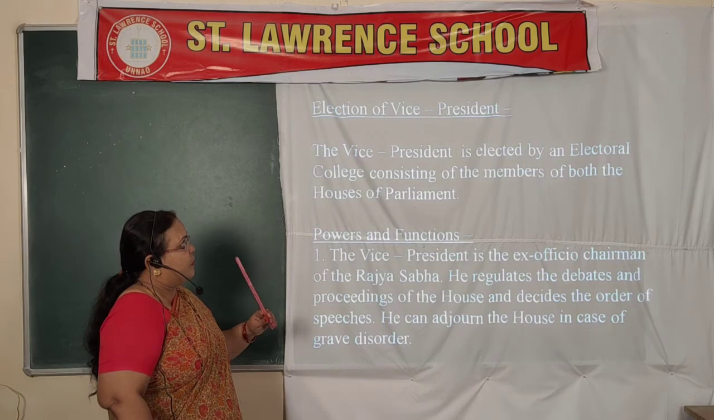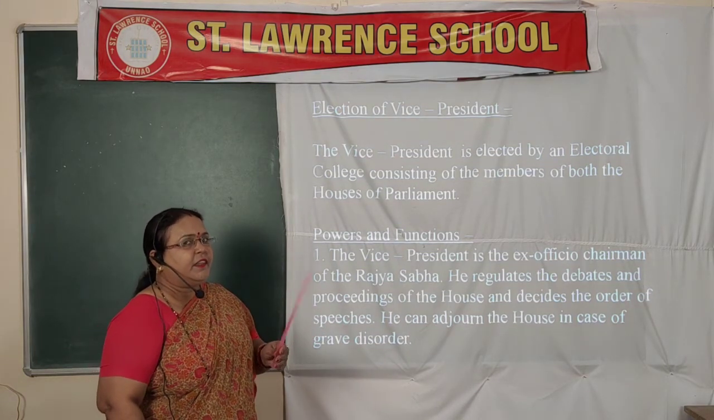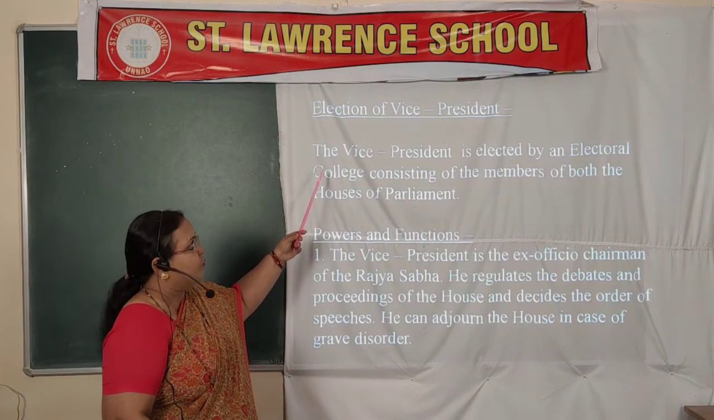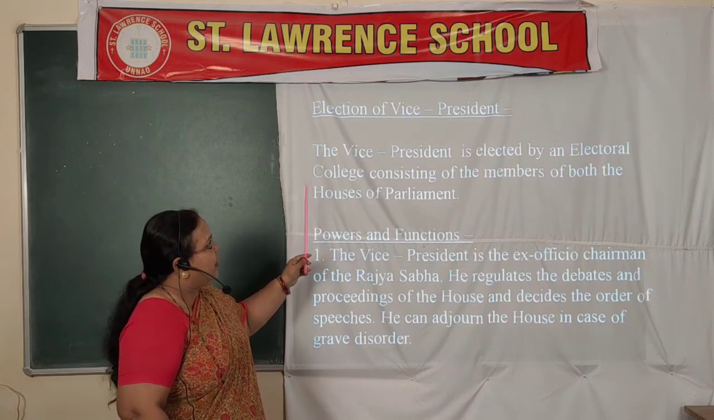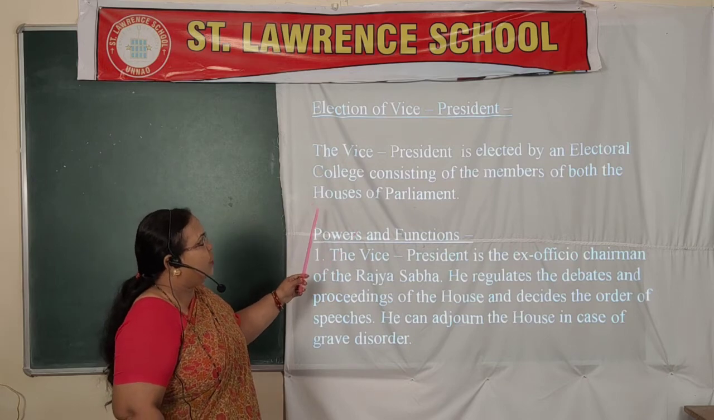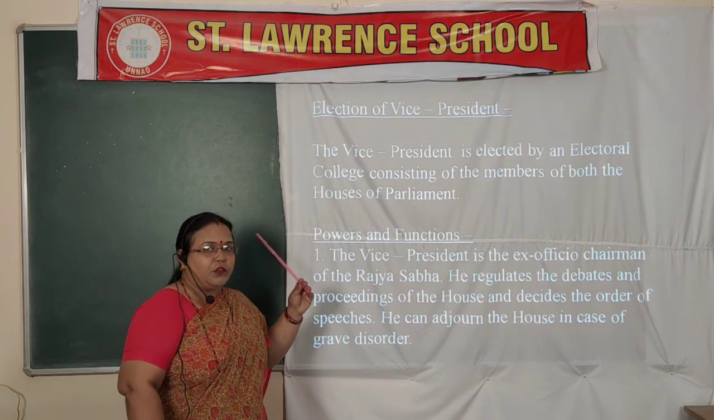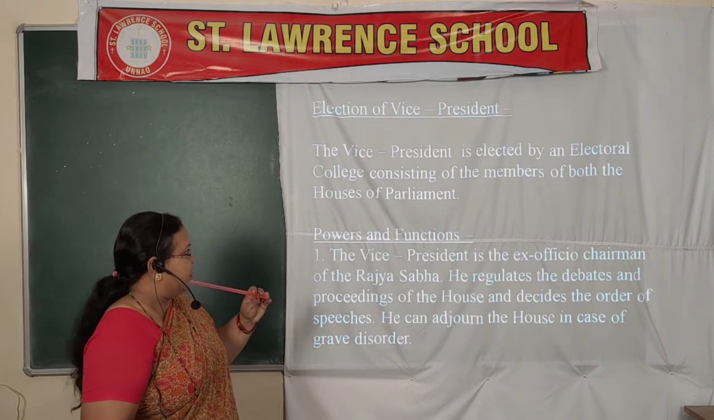Election of Vice President. We have already seen how the President is elected. Now, very little difference is there for the election of the Vice President. The Vice President is elected by an electoral college consisting of the members of both the houses of Parliament. Means all the elected members of the Lok Sabha and Rajya Sabha can elect the Vice President.